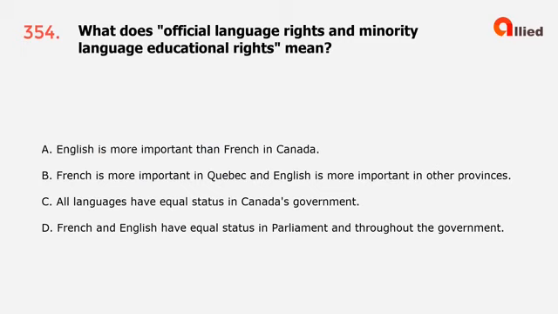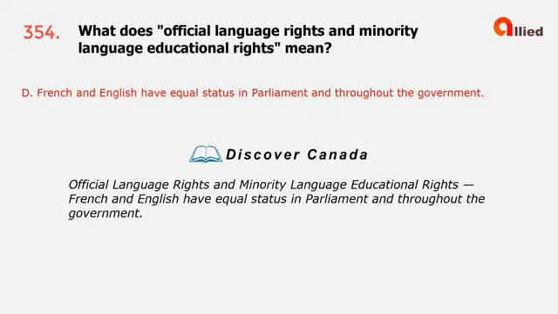Question 354. What does official language rights and minority language educational rights mean? A. English is more important than French in Canada. B. French is more important in Quebec and English is more important in other provinces. C. All languages have equal status in Canada's government. D. French and English have equal status in Parliament and throughout the government. The answer is D. French and English have equal status in Parliament and throughout the government.